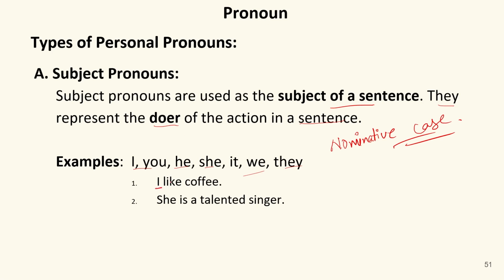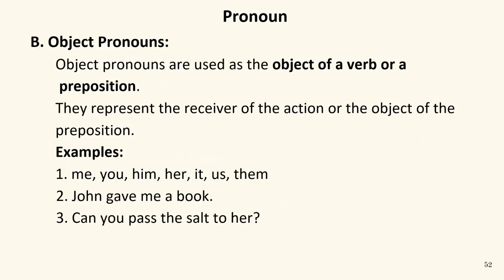For example, I like coffee. There, the word I is a personal pronoun written in the place of a subject. Then we have, she is a talented singer. Here we have the word she, which is again nominative case and used in the place of the subject. Now we have object pronouns. It means the objective case. Object pronouns are used as the object of a verb or a preposition. Whenever a pronoun is used in place of an object, it should be written in the objective case. They represent the receiver of the action or the object of the preposition.